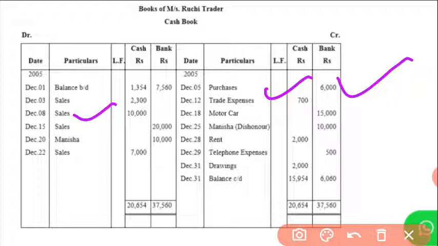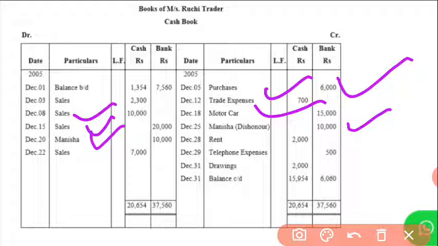Okay, then after that, motor car was purchased and paid by check, that is why I have written here in credit side. On 15 there was sales, and sales was by check, and check was deposited into bank, that is why here I have recorded in the bank column. After that, on 20th, money received from Manisha and deposited into bank, that is why here 10,000 by Manisha. On 25th, check was dishonored, that is why you have to write in credit side in the bank column, because bank column will be reduced.